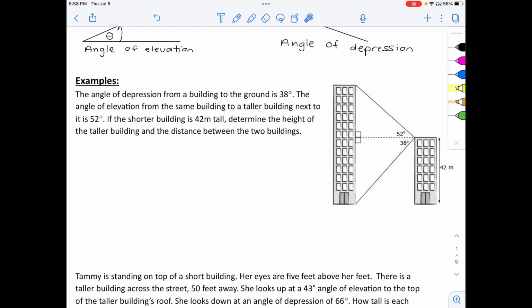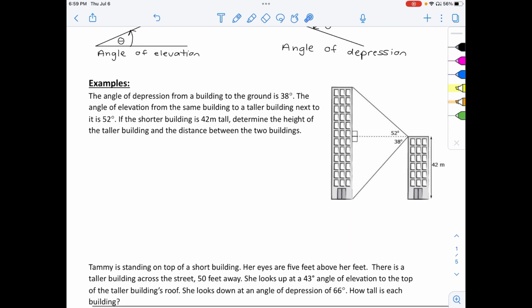Okay, then the next part of the question says the angle of elevation from the same building to a taller building next to it is 52 degrees. Okay, so from this same spot on this building, we're using the same horizontal line because our reference point is still the same. The angle of elevation, so opening up, is 52 degrees.